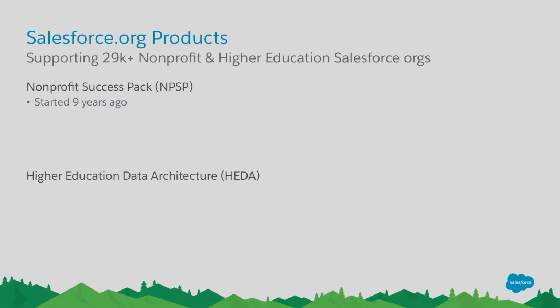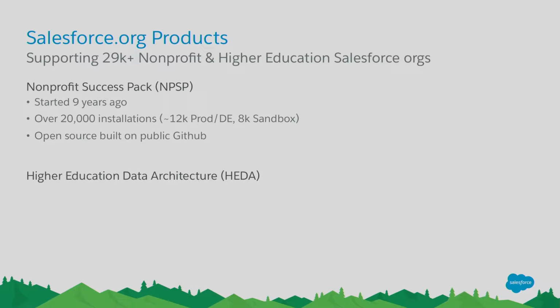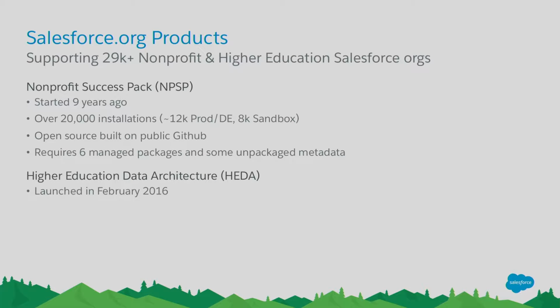The Nonprofit Success Pack actually started as the Nonprofit Starter Pack. It was a community-driven project that we adopted, and it started 9 years ago. There's over 20,000 installations. It is open source, built out on the public GitHub, so the metadata of our managed package repository is developed out in a public GitHub repository. And it has a pretty complex dependency map in order to do an installation. There's 6 managed packages, and there's also some unpackaged metadata that you have to deploy with those packages. So it's a big burden for a user.